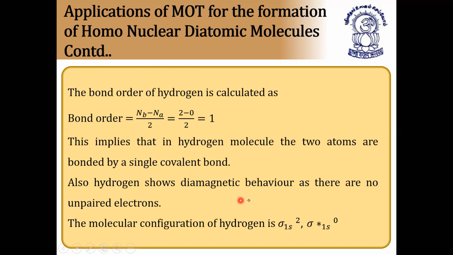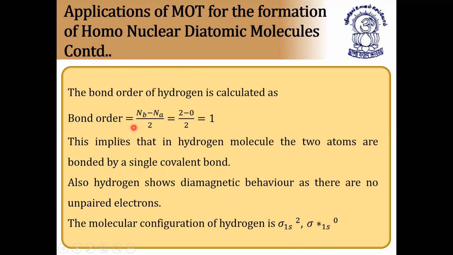Also, hydrogen shows diamagnetic behavior as there are no unpaired electrons, because sigma 1s is 2 and sigma star 1s is 0. So all are paired here. Paired means the molecule is diamagnetic in behavior. There are no unpaired electrons. So I hope it is clear.